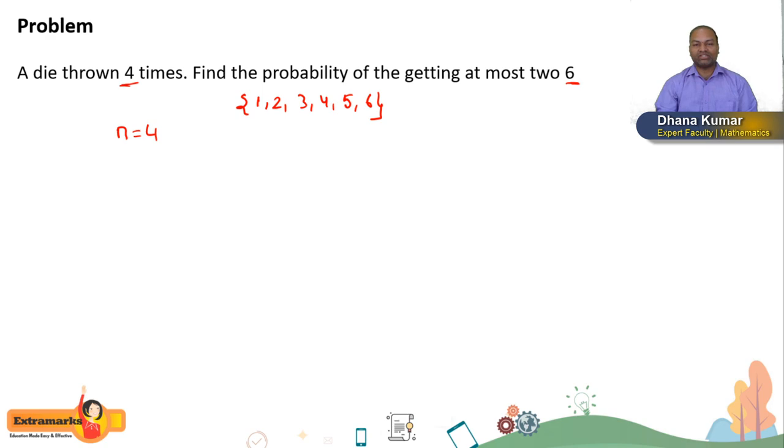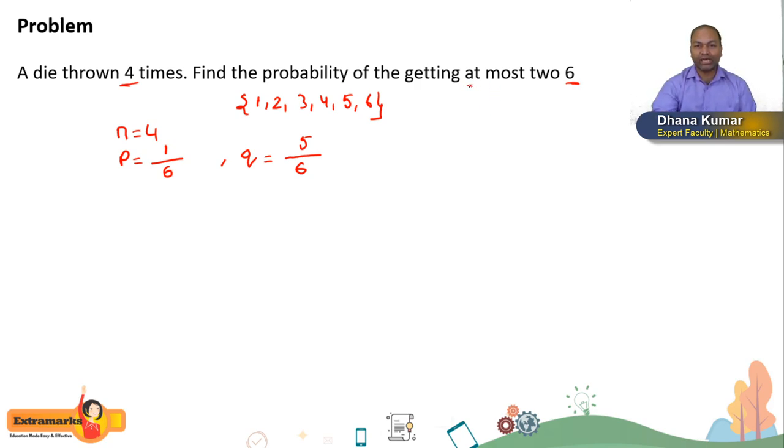Before solving that question, let small p indicate the probability of getting the number 6. A die contains 6 faces, so the denominator is 6, and 6 occurs only one time, so 1 by 6. So p means the probability of getting number 6, and q means not getting 6. Not getting 6 means the remaining 5 possibilities out of total 6.